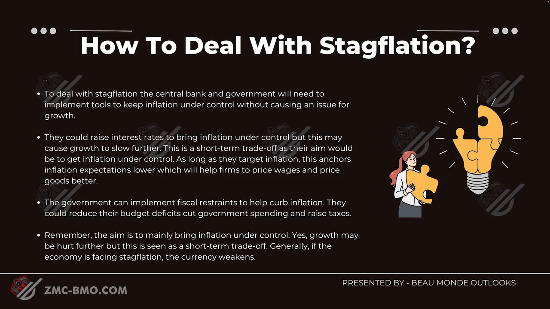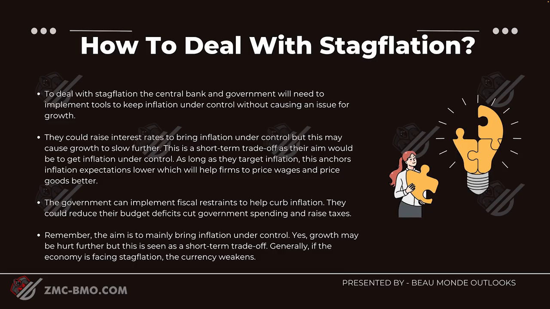The government can implement fiscal constraints to help curb inflation. They can reduce their budget deficits by cutting government spending and raising taxes. Remember, the aim is mainly to bring inflation under control. So yes, growth may be hurt further, but this is seen as a short-term trade-off.